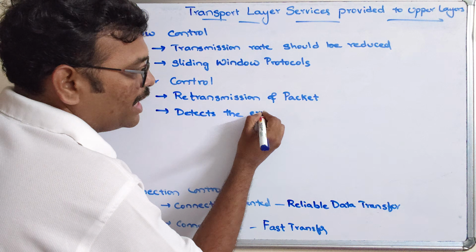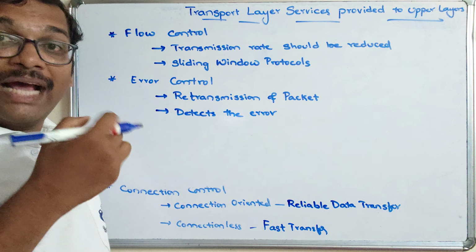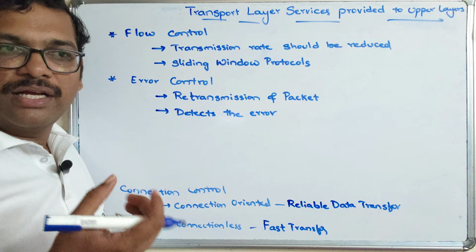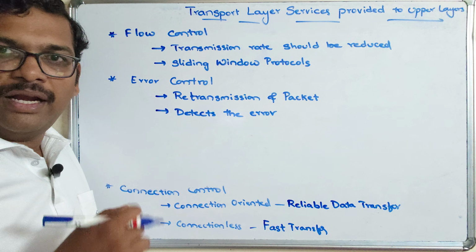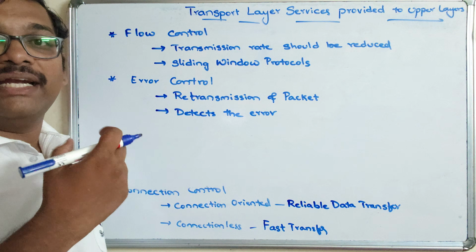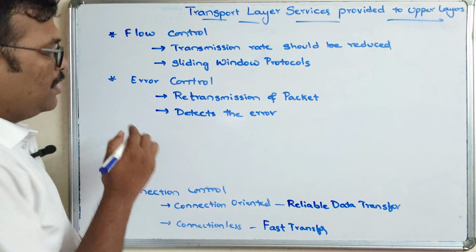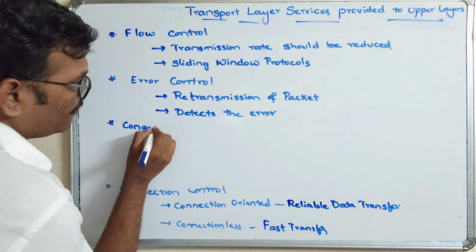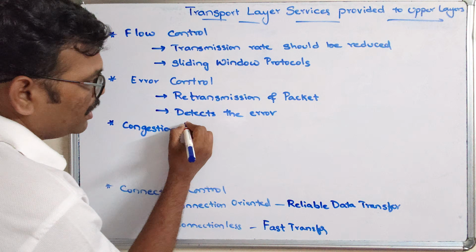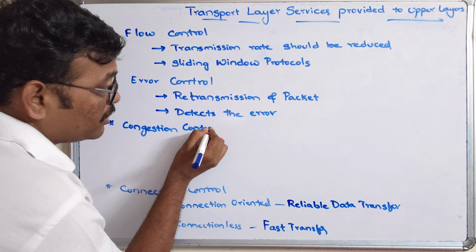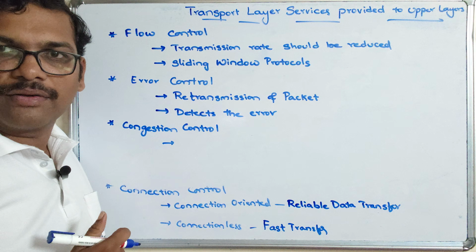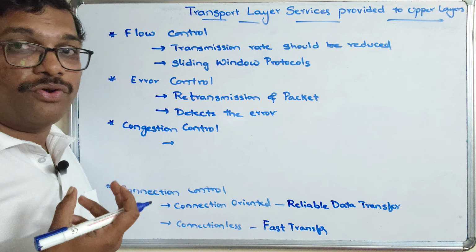We have already seen the error mechanisms. To detect errors, we use checksum, CRC, right? So all these methods can detect the error. And congestion control. Here the congestion control means controlling the traffic over the network.